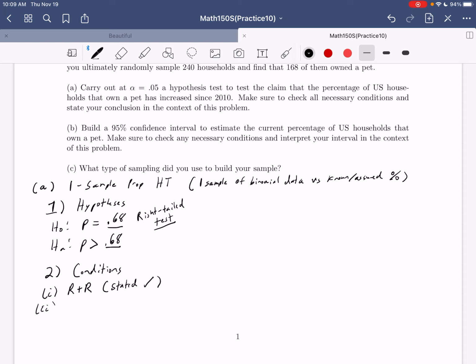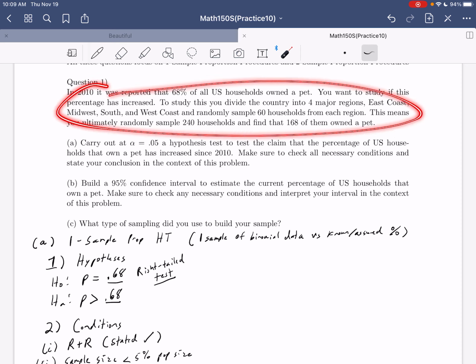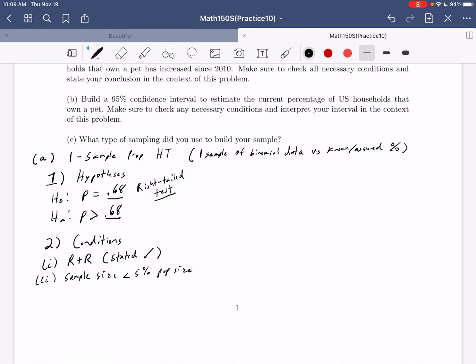The second thing we need to make sure of is that our sample size is less than 5% of our population size. Of course, we always know the sample size. In this case, it's the 240 households. Sometimes we have information about the population size, sometimes we do not. In this case, there is no mention of the number of households in the U.S. overall, but of course we know that's going to be a massive number. So all we need to do is simply say lots of U.S. households. So we're all good there. We'll put a check mark.